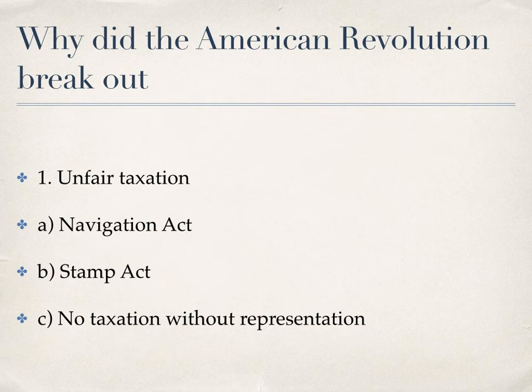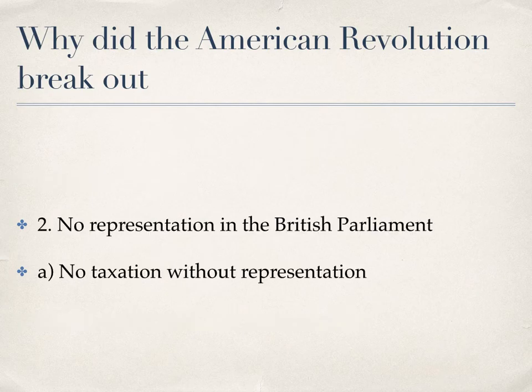So the first thing we're going to look at is 4 reasons why the American Revolution broke out. And the first one, one of the most well-known, is the unfair taxation. Examples of the unfair taxation would be the Navigation Act, whereby Britain controlled the price of imports into America, the Stamp Act, which was further tax put onto the American people, and the American slogan of no taxation without representation kind of encapsulates what the problem was for the Americans.